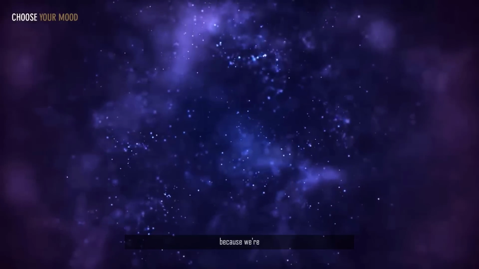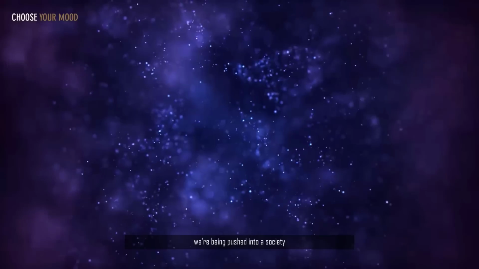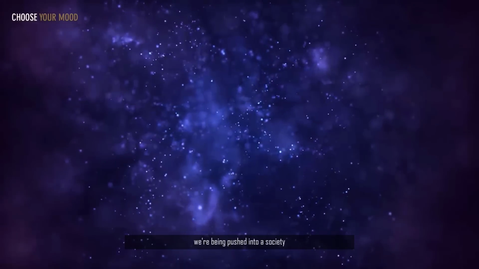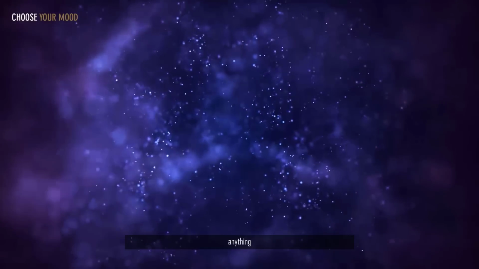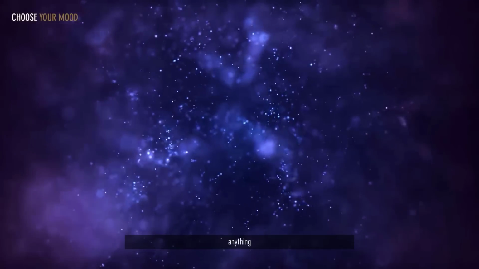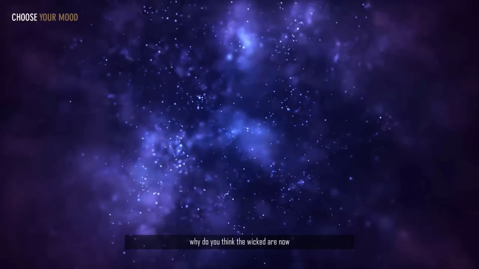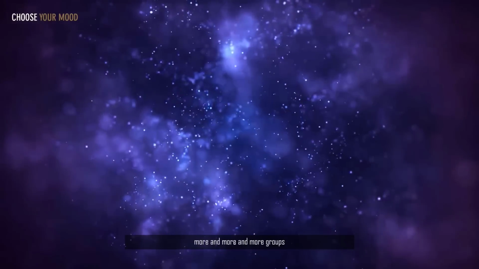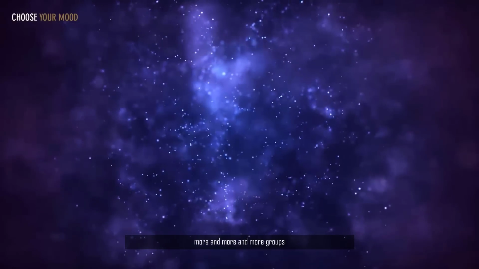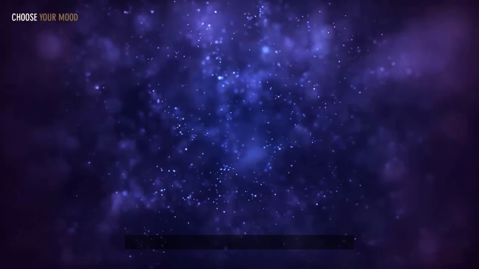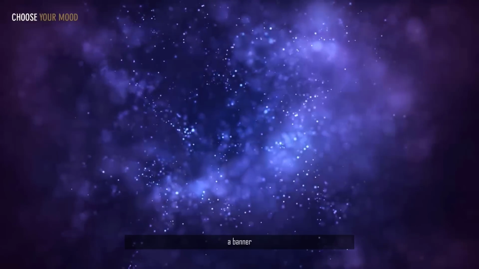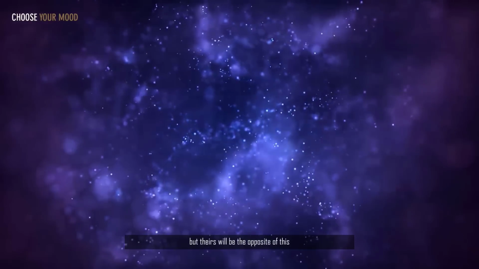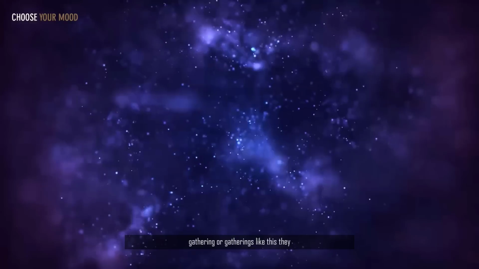Because we're being pushed into a society that's losing its ability to obscure anything. Why do you think the wicked are now grouping together? You're going to see more and more and more groups. Bundles of people gathering together under a banner. But theirs will be the opposite of this gathering or gatherings like this.